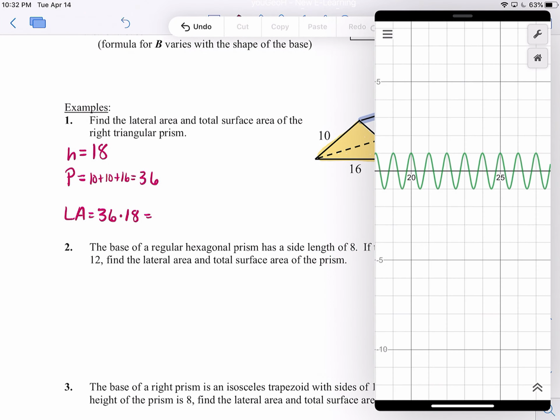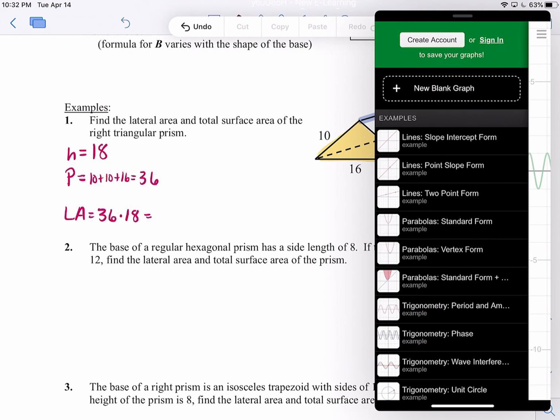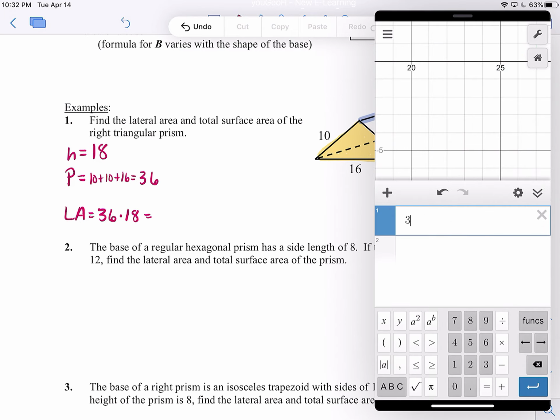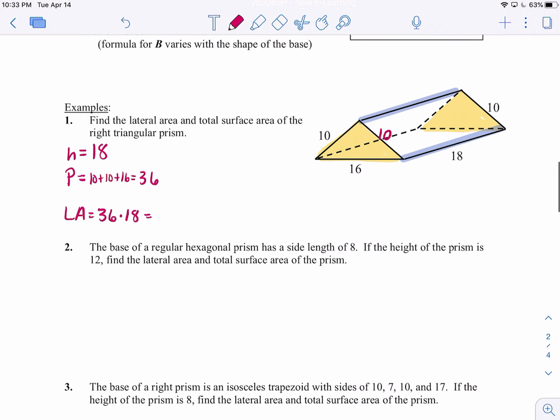And let's see here, we're doing some cool graphs in pre-calc. That's going to make this 36 times 18, which is 648. And we are working with area, so this is going to be units squared. So the lateral area is 648. And now that we have, did I do that?